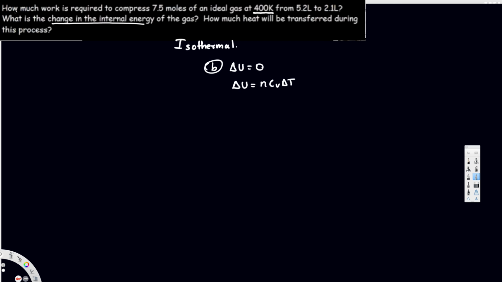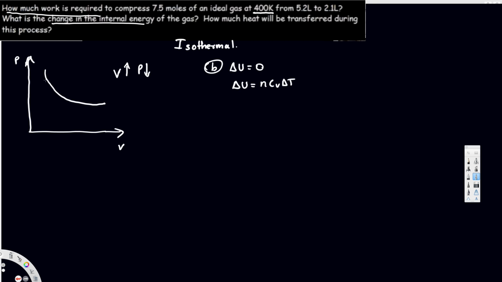And the first question is asking how much work is required. So let's see how we can calculate. Let's draw the pressure and volume graph. Here we have pressure and here we have volume. When the volume increases, the pressure decreases, right? According to Boyle's law, it's not going to decrease directly like this. It's going to decrease like this. So we are interested in this area right here. That's going to give us the work.